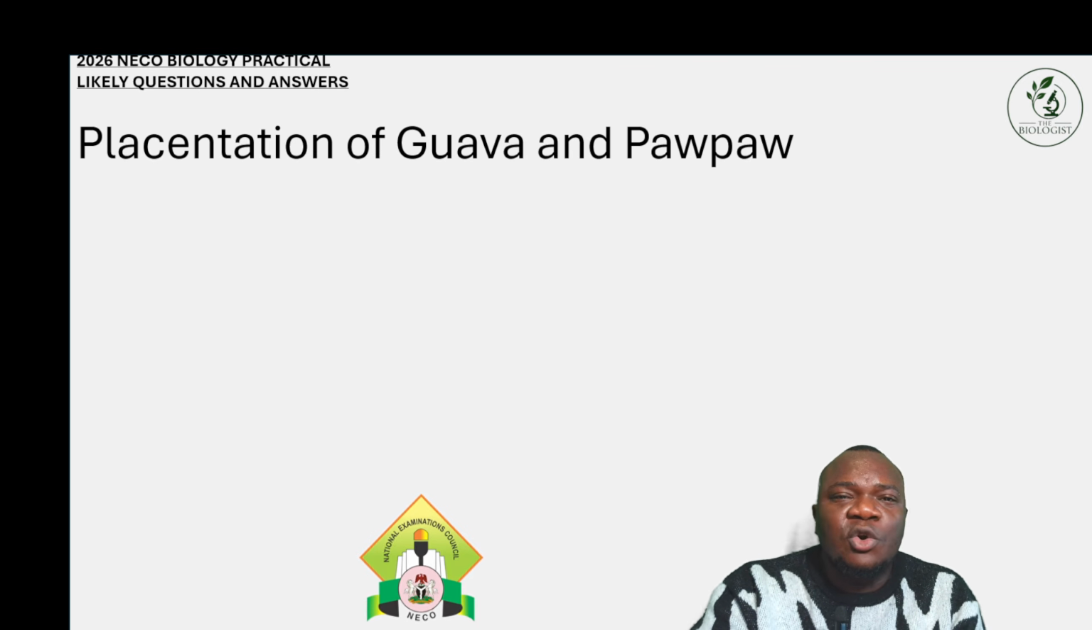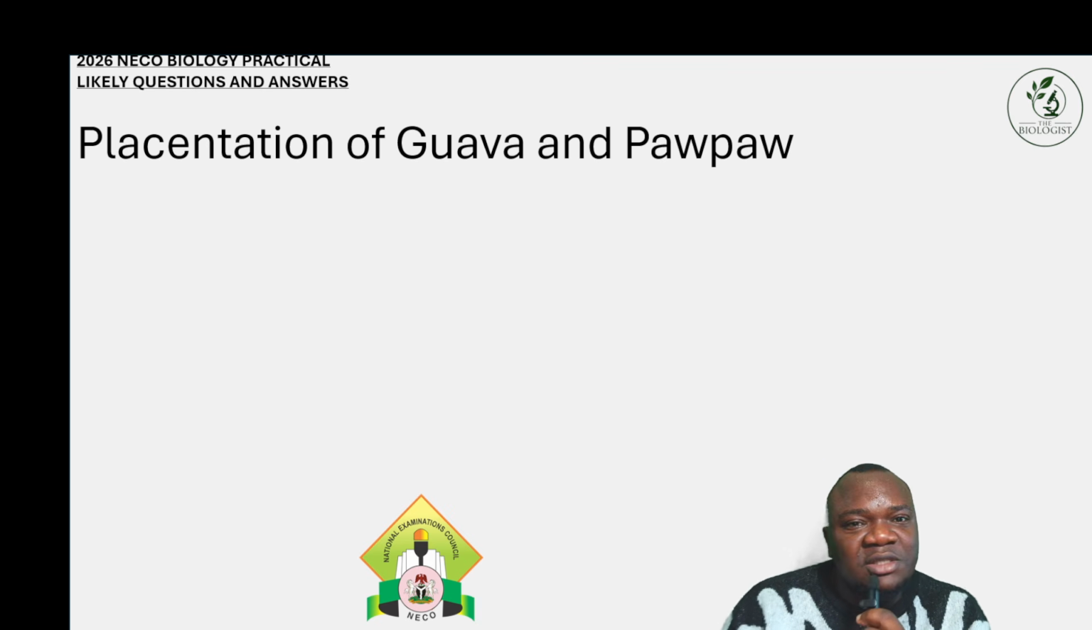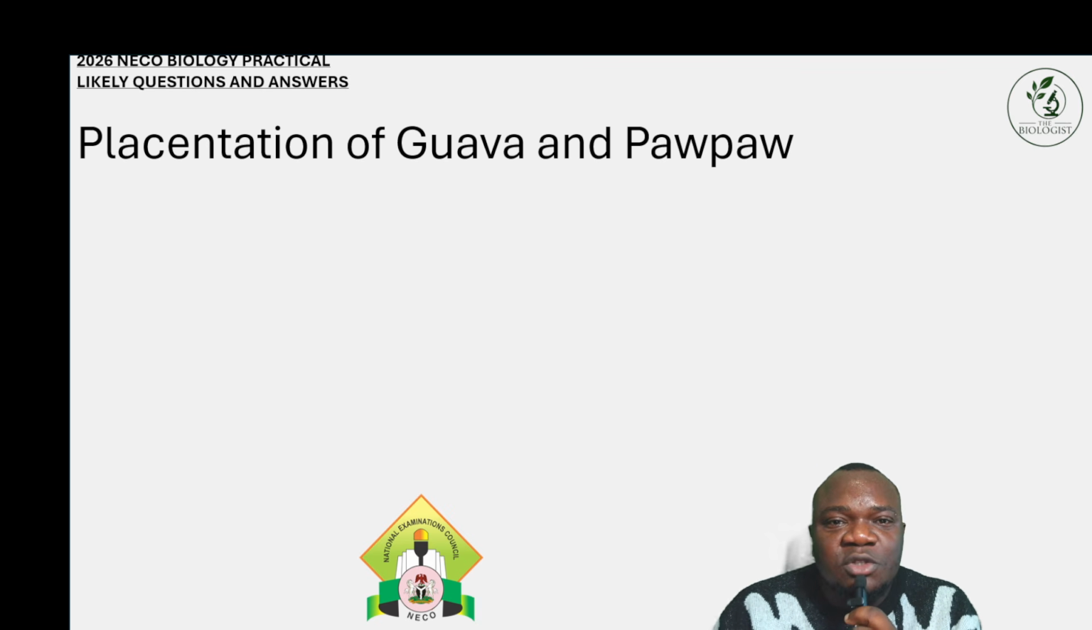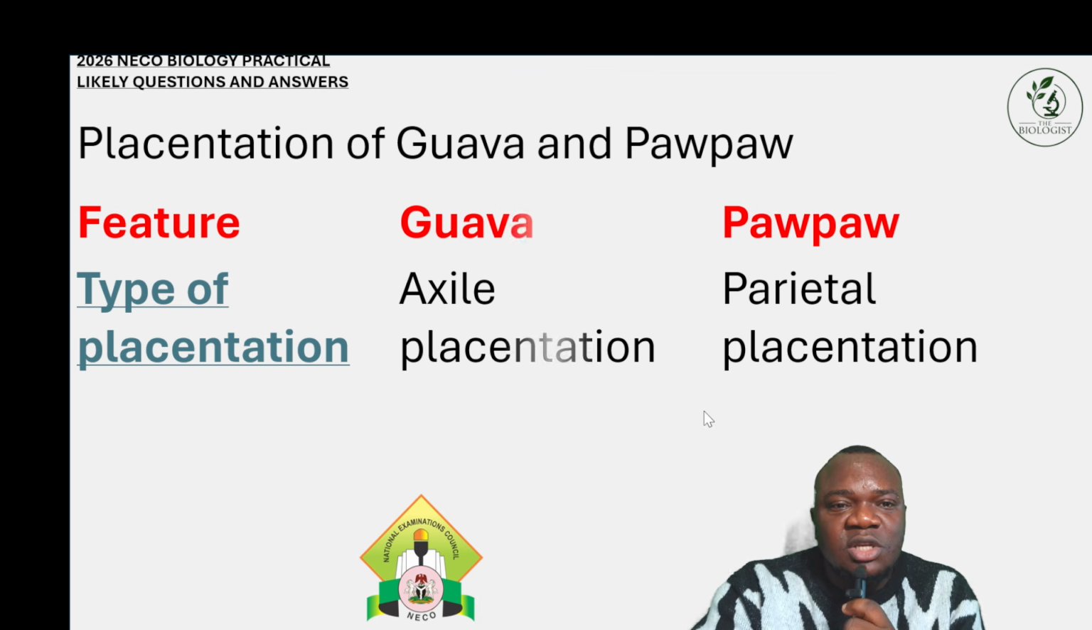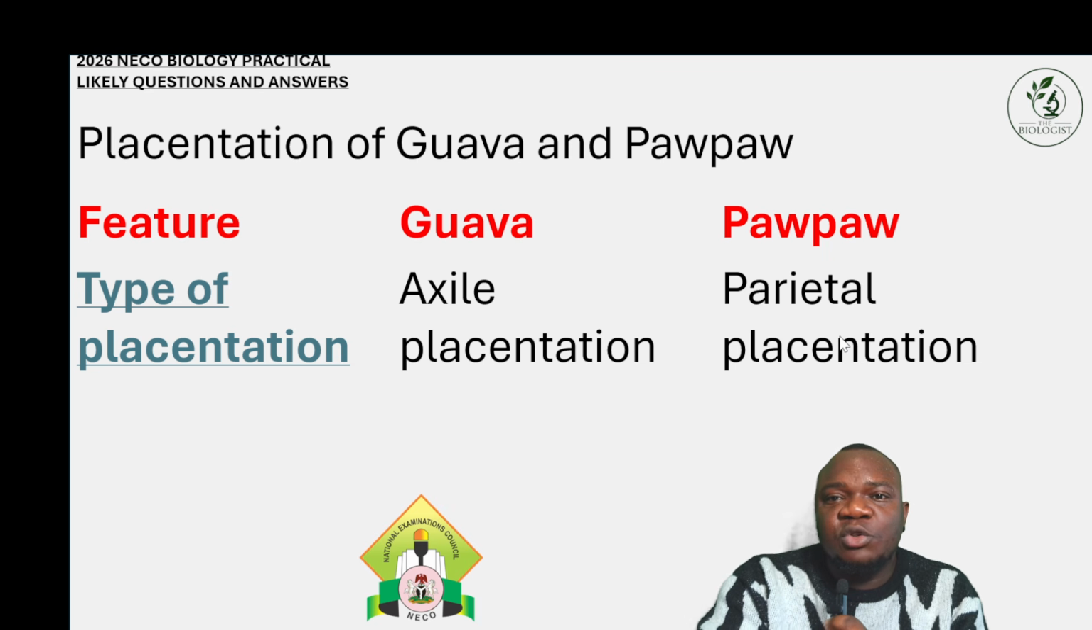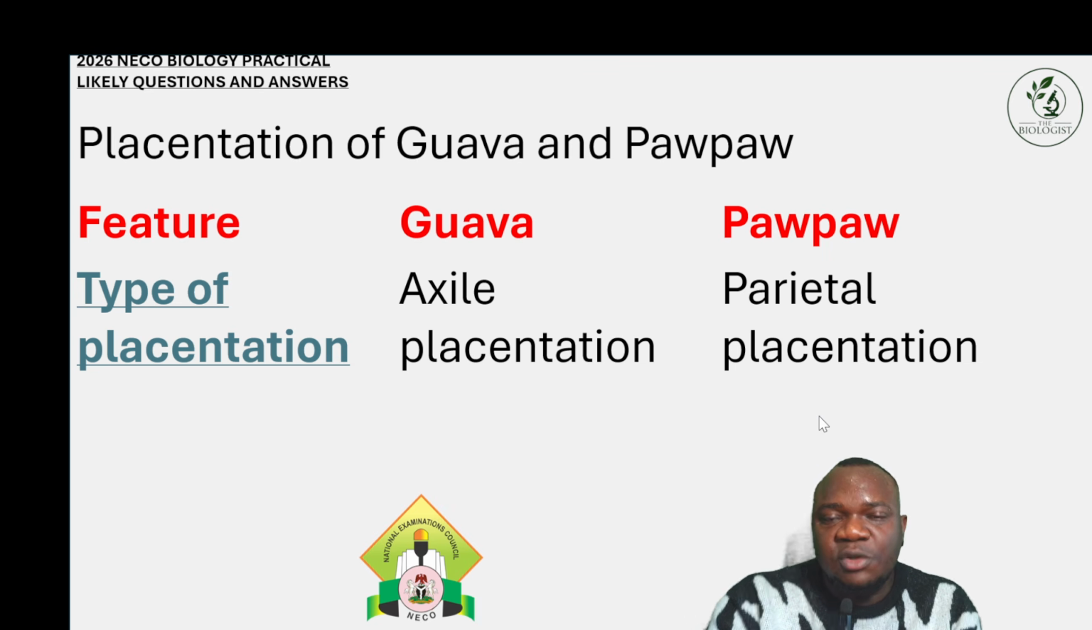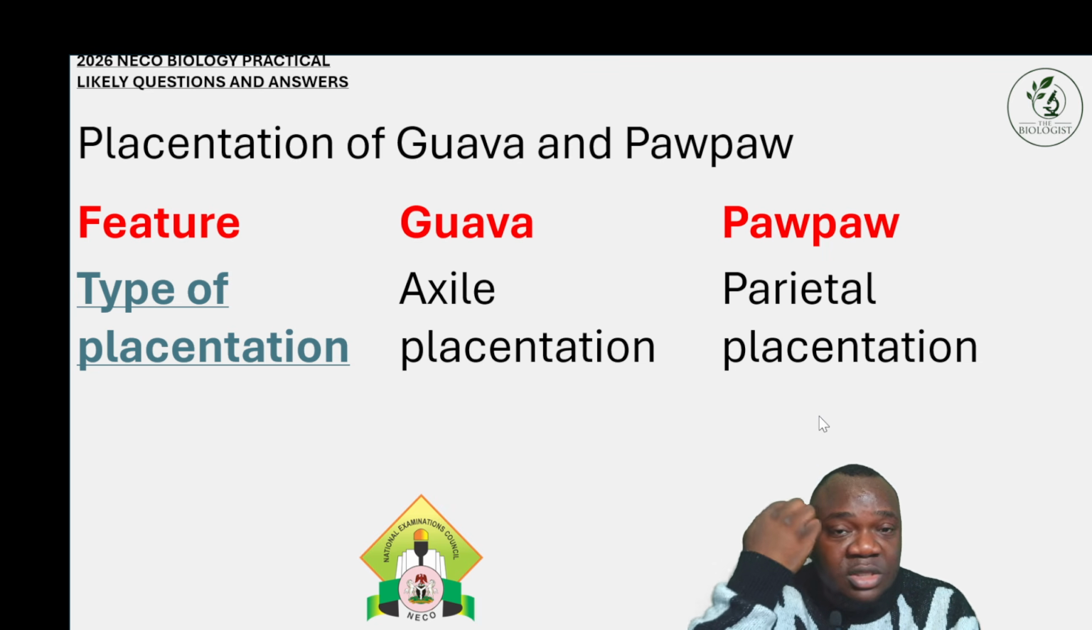Okay, so it's very important. You cannot do without placentation when you're making reference to fruits. So you must talk about placentation. For the guava it is axile placentation, and for pawpaw it is parietal placentation. So it's very important for you to take note of that.